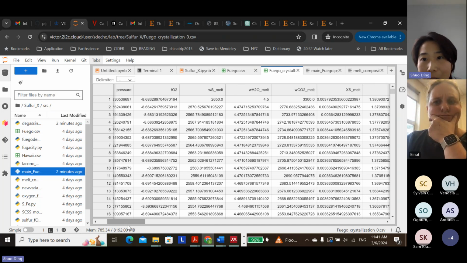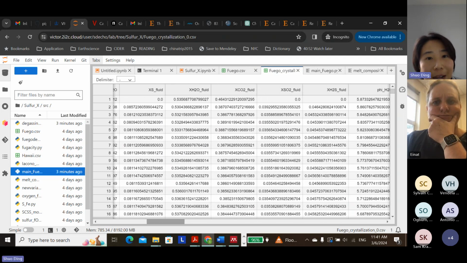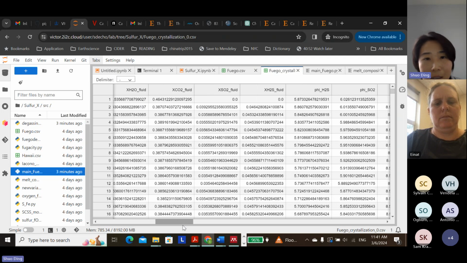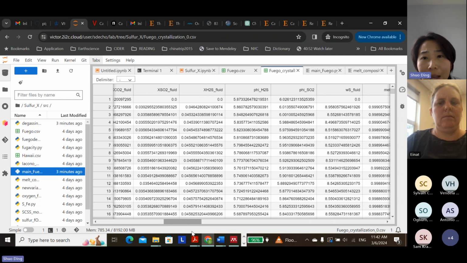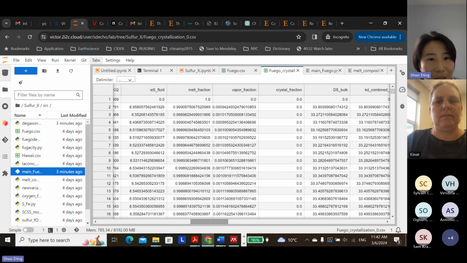It also outputs the molar fraction of different volatiles. This is the total sulfur. This is the water, CO2, SO2, H2S in the fluid. That's the output in molar fraction, which is why it's X. And then there's a fugacity coefficient, just in case you're interested.